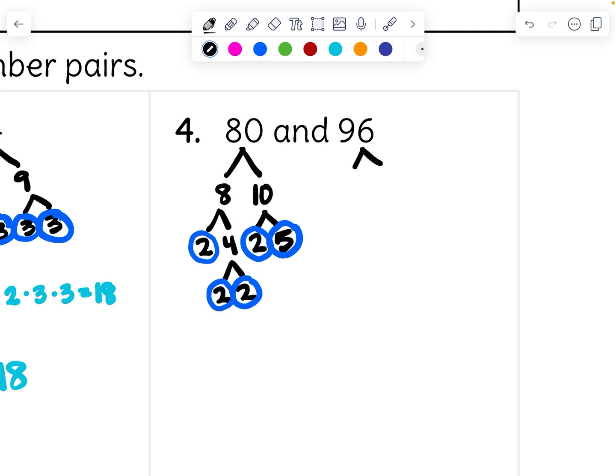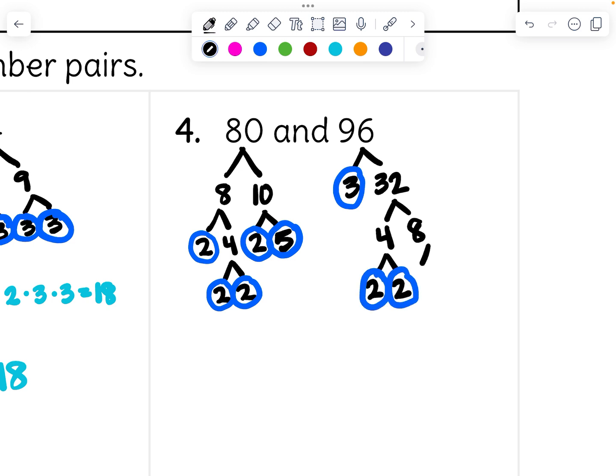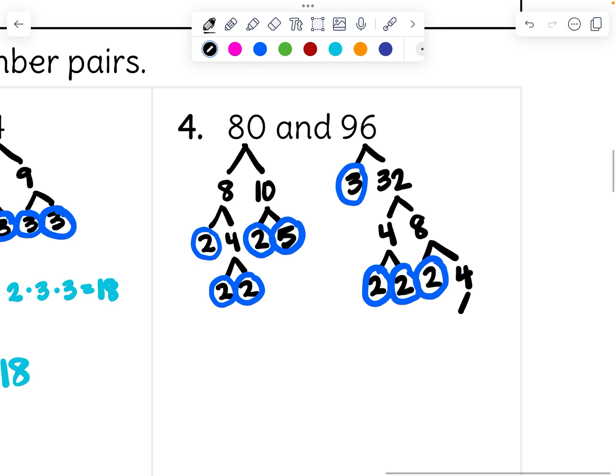You can start with any pair. I'm going to start with 3 times 32. 3 is a prime number. For 32, 4 and 8. For 4, I have 2 and 2. Those are prime numbers. And for 8, 2 times 4, there's another prime number, and 2 times 2.